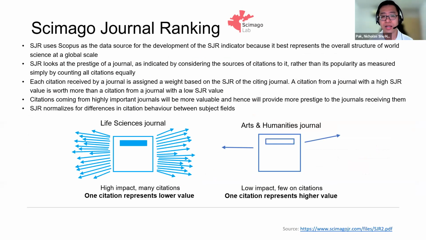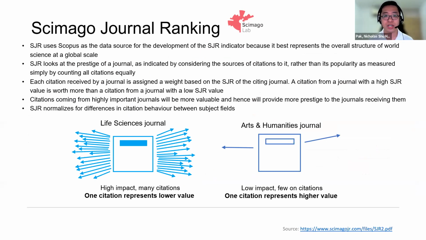So we talked a lot earlier about SJR, right? And people want to know more about SJR. So SJR itself uses Scopus as a data source for the development of the indicator because it best represents the overall structure of world science at a global level. What it does is look at the prestige of a journal by considering the sources of citations to it, rather than the popularity as measured by counting all journal citations equally.